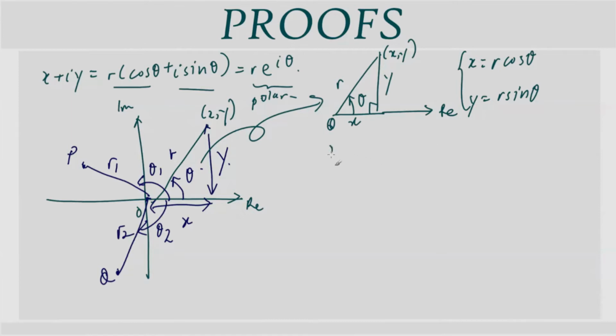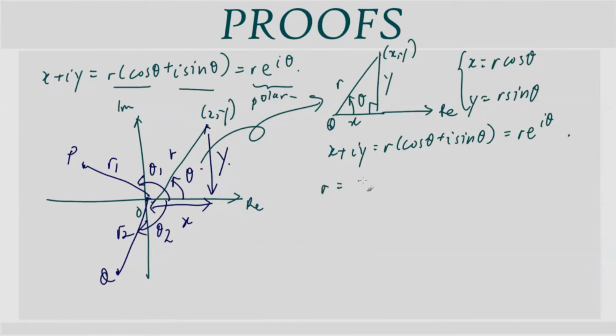So with this, we can get x plus iy is equal to r times cosine theta plus i sine theta. But this is not just what we want. We also want to change it to polar form, which is r e^(iθ). So this is what we need to find out. And how do we find theta and r?